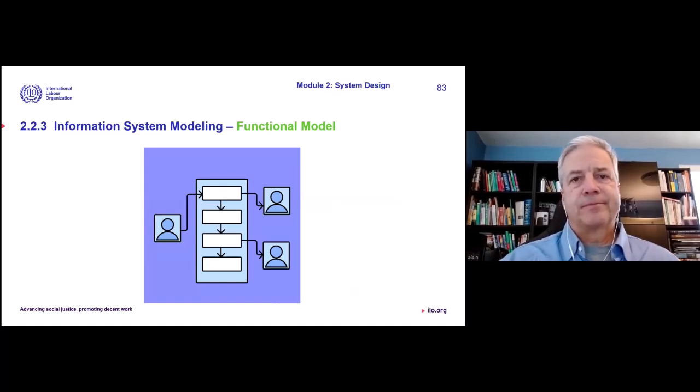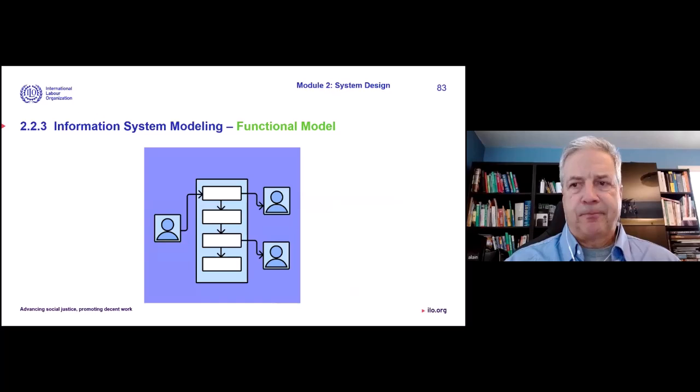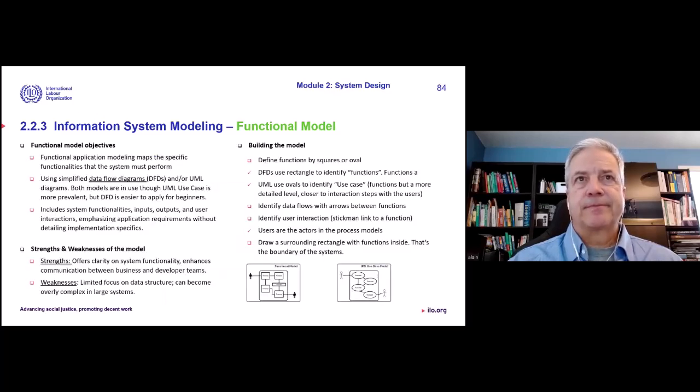Functional model. So this is another layer of a system, a layer of abstraction. What do you mean by functional model? So the functional model objectives: how to describe the application, describe the system part.